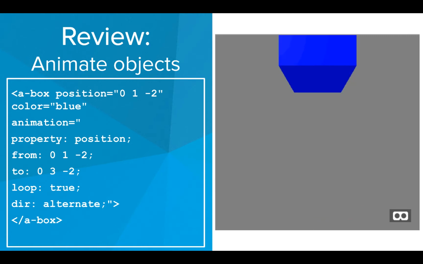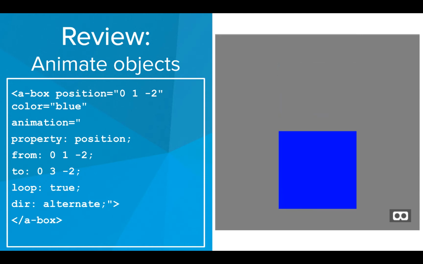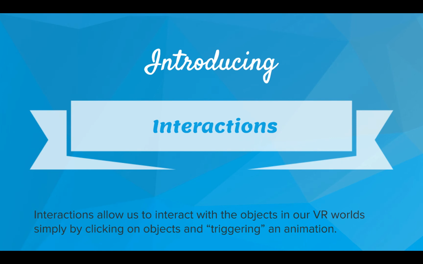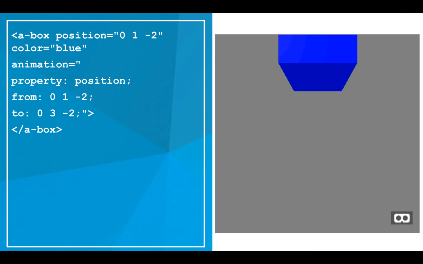So far, all we can do is animate objects. While we have several cool effects we can do, we don't have any way to interact with our world. So how can we do that? So introducing interactions. Interactions allow us to interact with our objects in the VR world simply by clicking an object and triggering an animation. Let's take a look at how we do this.